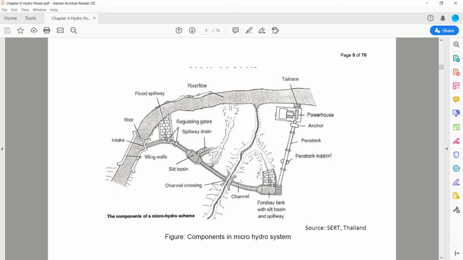So this is the channel crossing. Okay, this is the forebay tank with silt basin and spillway. And here is the pipeline or the penstock, anchor, and the powerhouse, and the water goes back to the river.